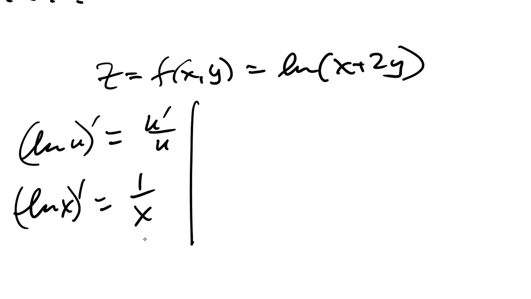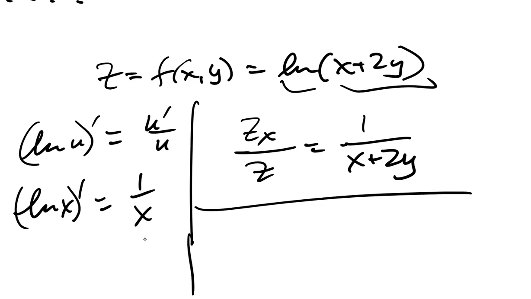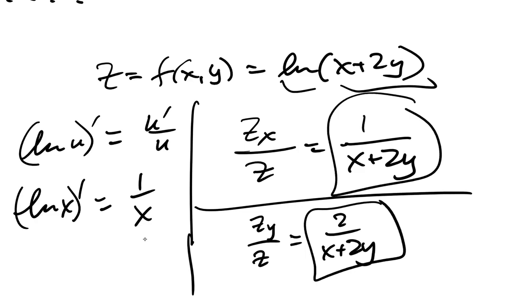And so when you take the derivative with respect to x, it'll be z sub x over z. So z sub x will be 1, and then over z is x plus 2y. And then the partial with respect to y is z sub y over z, z prime over z basically. Z sub y is 2, and then over z is x plus 2y. All right, so these are the two answers for that.